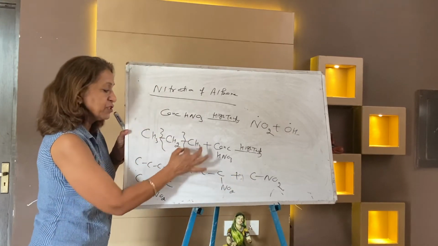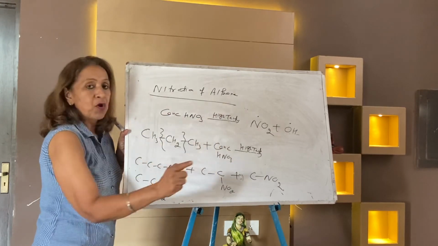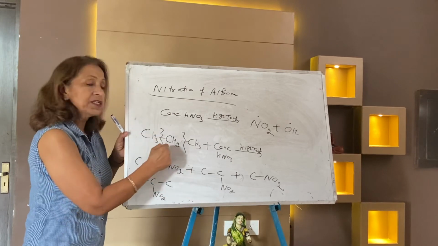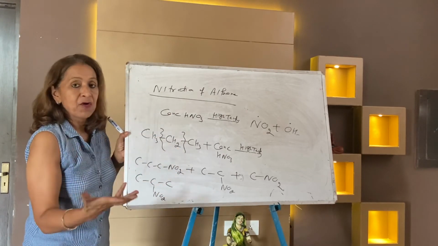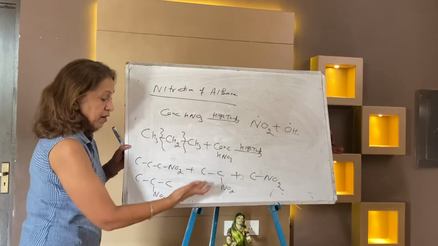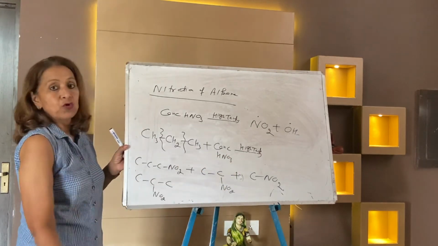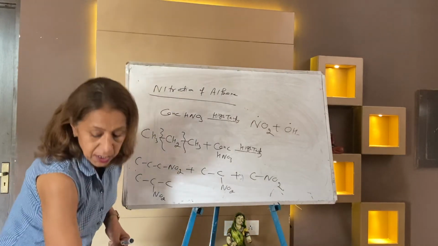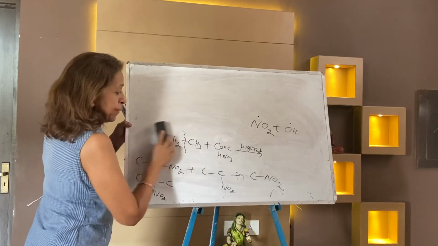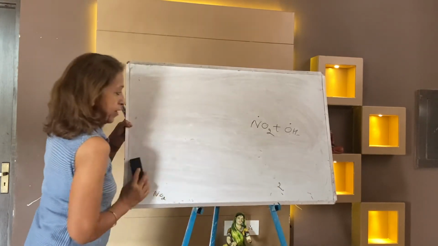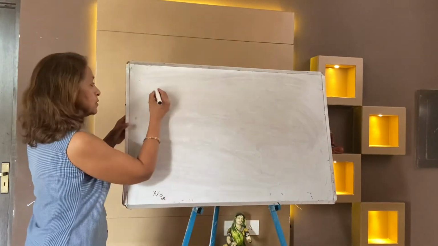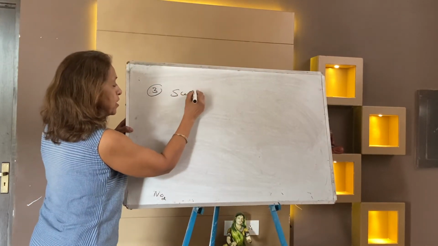Why does the bond cleavage take place? Because radical formation only takes place at high temperature, and at high temperature the C-C bond undergoes cleavage, and a number of products are possible, like 1-nitropropane, 2-nitropropane, nitroethane and nitromethane. So this reaction is nitration of alkane. I have taken propane. Now write down next, sulfonation of alkane. Third is sulfonation.